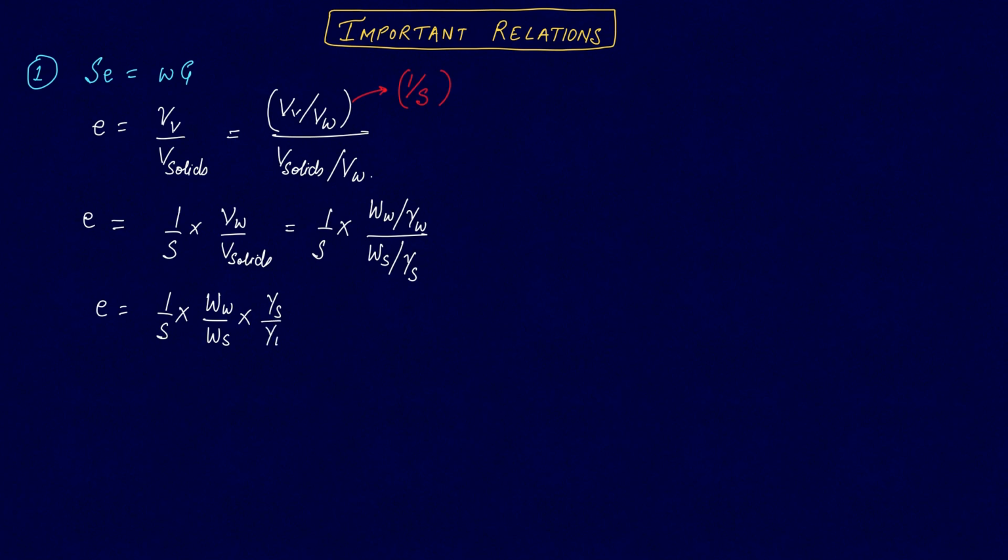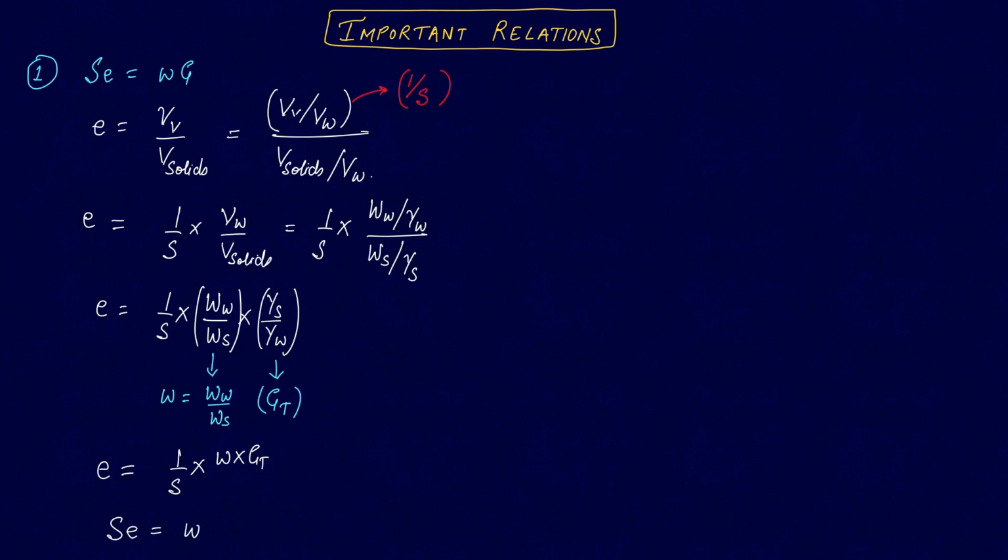Now look here, these two terms are individually different terms. This one is nothing but the water content, the weight of water divided by the weight of solids, while the unit weight of solids over the unit weight of water is nothing but Gt, the true specific gravity. So I can finally write that e equals 1 over S times water content times Gt. By cross multiplying, you get the formula Se = wG.